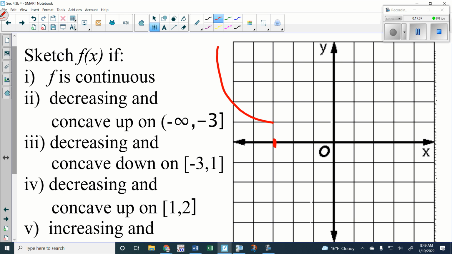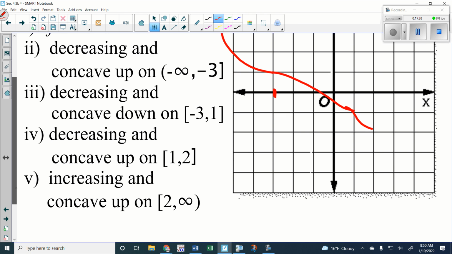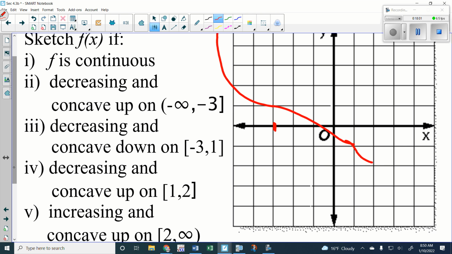From negative 3 to 1, it's decreasing and concave down. From 1 to 2, it's concave up and decreasing. And then from 2 to infinity, it's increasing and concave up. Or something like that. That is not a very good, this part right here. Right there, 1 is my inflection point change, right? You get something like that.